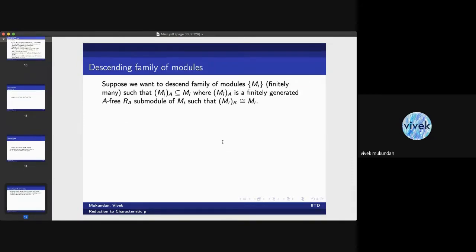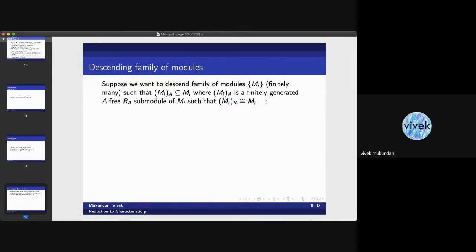Suppose you have finitely many modules, you can still do the same thing. You can descend a finite set of modules and its submodules, a finite set of submodules onto it. So if you have a family of finite set of modules, you can define the descent of the finite set of modules which are contained in M_A, and they are finitely generated A-free R_A submodules of M, that if you look at with respect to K, you get back your M_i.